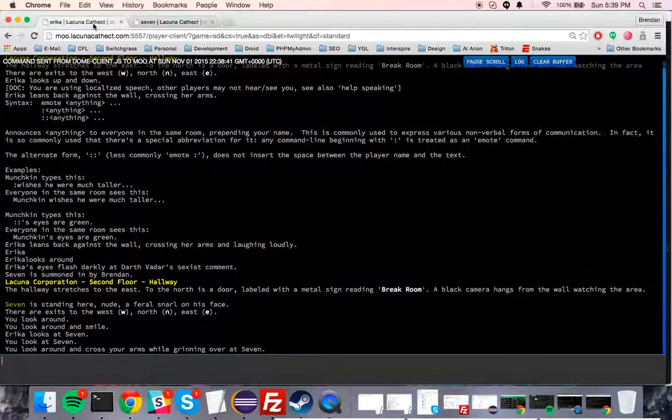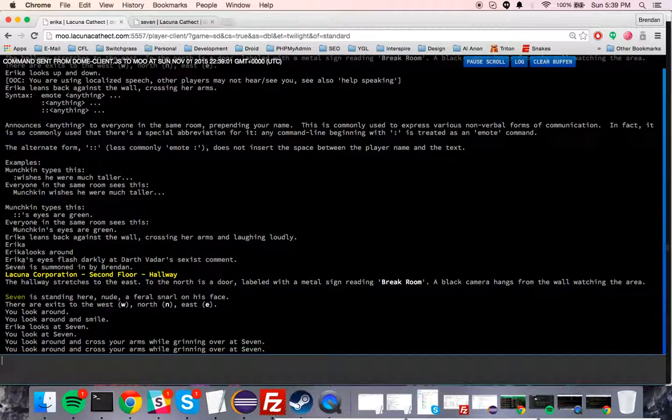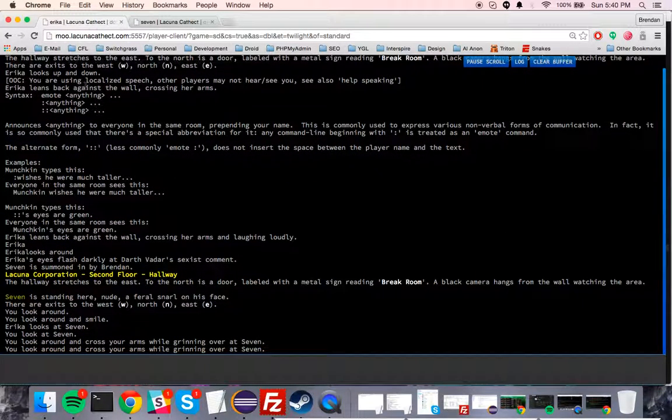If you happen to leave off a period or something, it could look a little weird to anyone else in the room. So I left off a period. It looks fine to me, so I'm not even going to know that I've messed up. But what Seven will see is Erica looks around and cross her arms while grinning over at you. So if you see something like that, just keep it in mind.